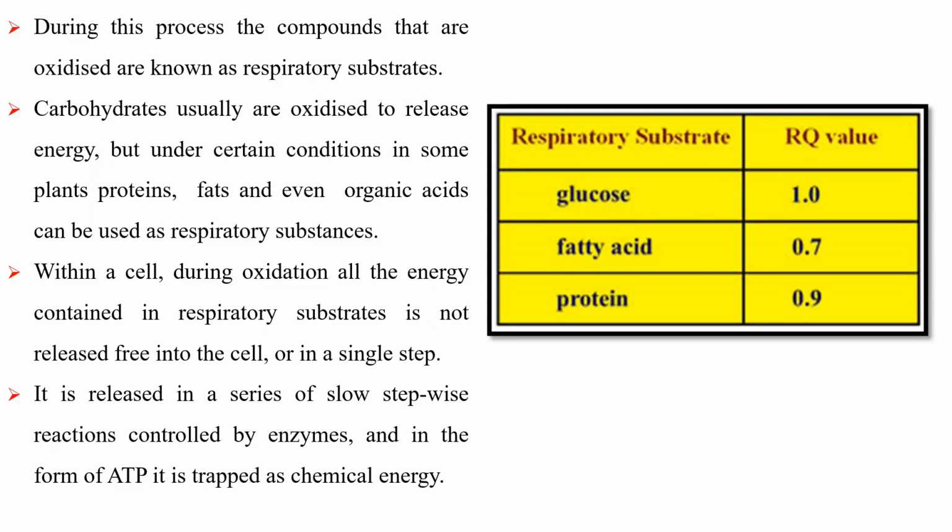Within a cell, during oxidation, all the energy contained in respiratory substrates is not released free into the cell or in a single step. It is released in a series of slow stepwise reactions controlled by enzymes, and in the form of ATP, it is trapped as chemical energy.